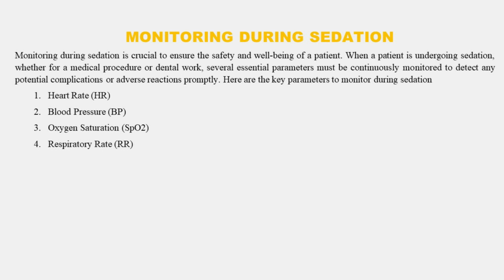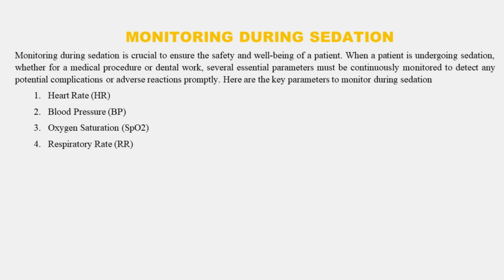4. Respiratory rate, RR. Respiratory rate refers to the number of breaths a patient takes per minute and is a key indicator of the adequacy of ventilation. Monitoring RR helps detect any signs of respiratory depression, which is a common concern during sedation. Abnormal respiratory rates, such as slow or irregular breathing, can signify a problem that requires immediate attention.